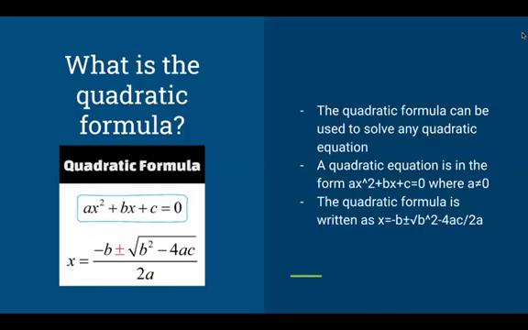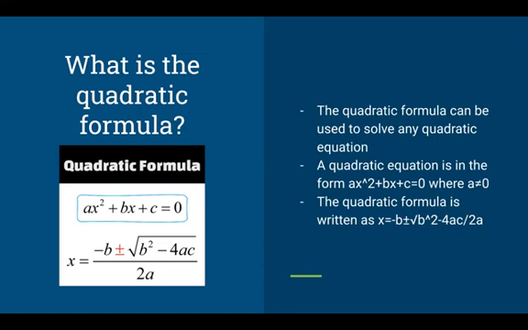Okay, so now we're going to introduce the quadratic formula. First we need to know how to write a quadratic formula. The quadratic formula can be used to solve any quadratic equation. One form of the quadratic equation is ax squared plus bx plus c equals 0. In this equation, a, b, and c are not fixed numbers. They are variables, which means they can be any number.